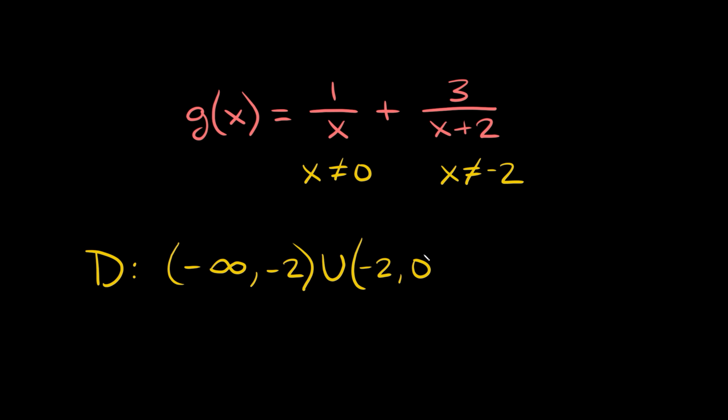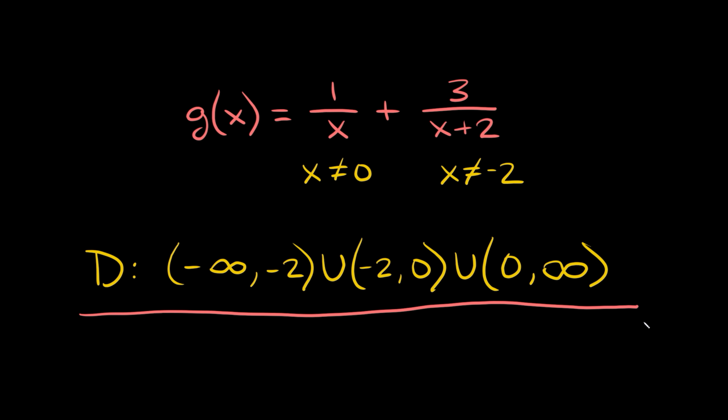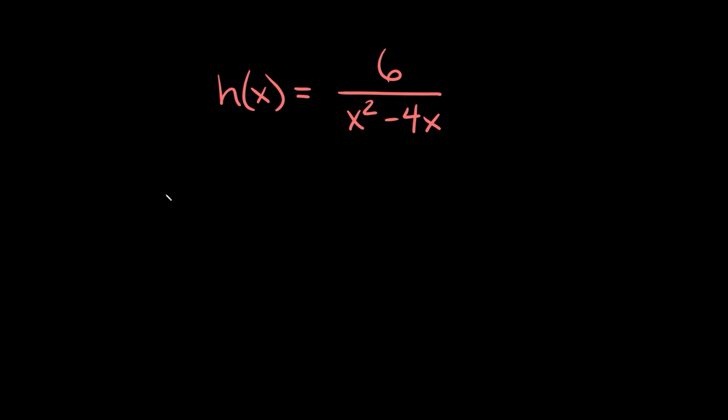We can include those numbers between there. But again, we're using parentheses to show that we're actually not including those two numbers. And then lastly, we're going to say union. And then this last interval is going to go from 0 all the way to positive infinity. All right, so this big old interval is our domain. All right, here's the next example.